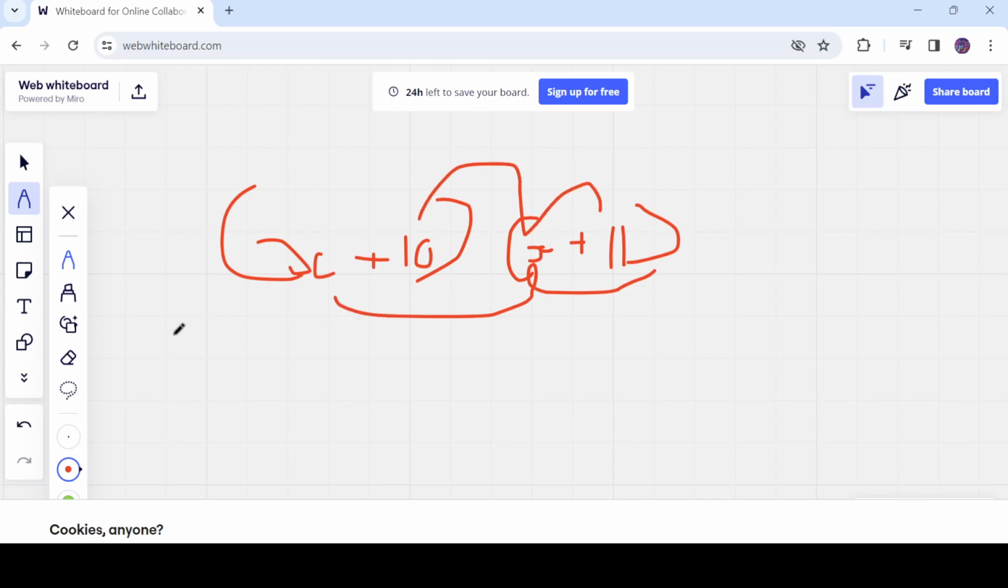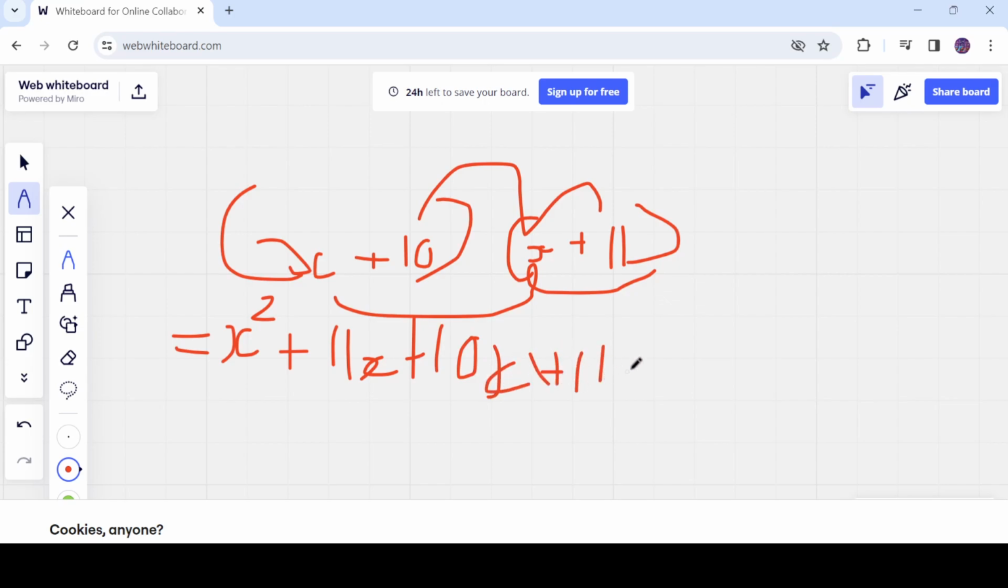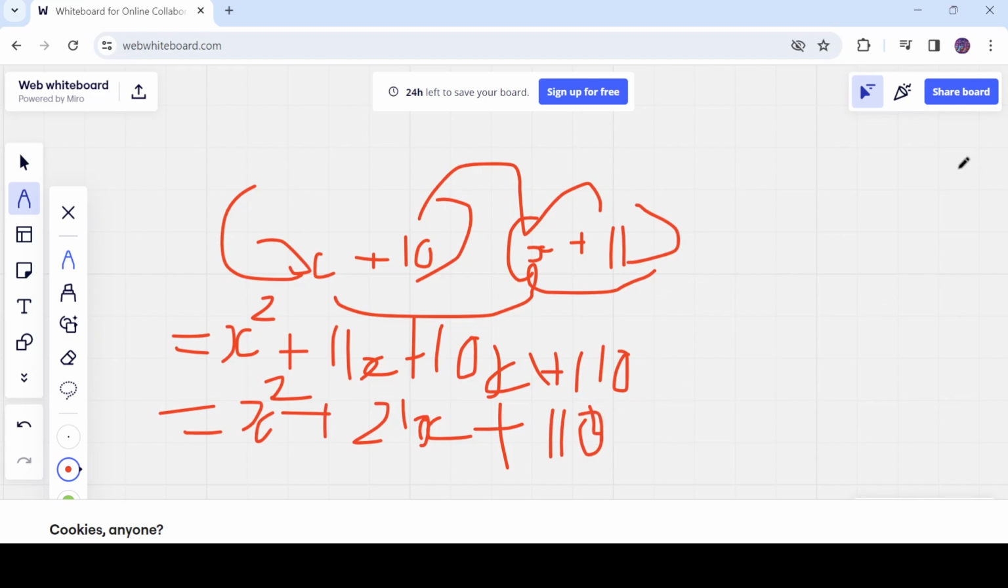This might sound complicated, but what you'll get here is x squared plus 11x plus 10x plus 110. Yeah, tedious, and that's x squared plus 21x plus 110. That is how you use the law of distribution to unsimplify something or solve a question, evaluate, if you will.